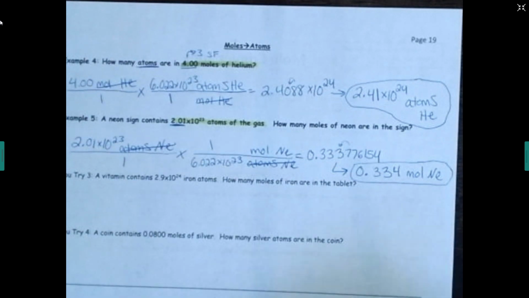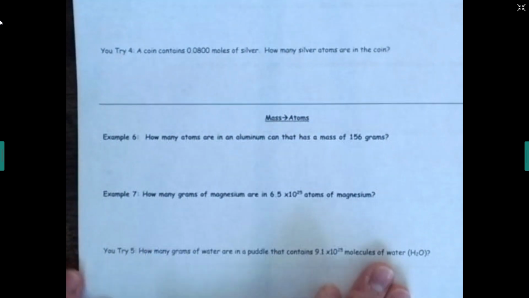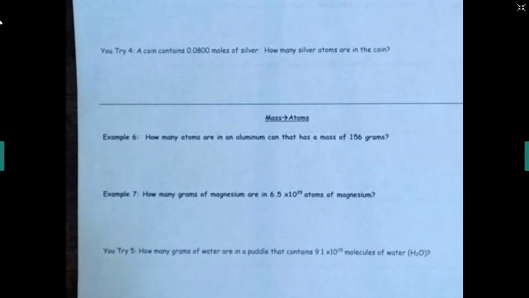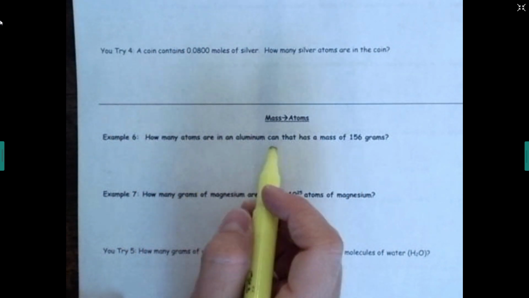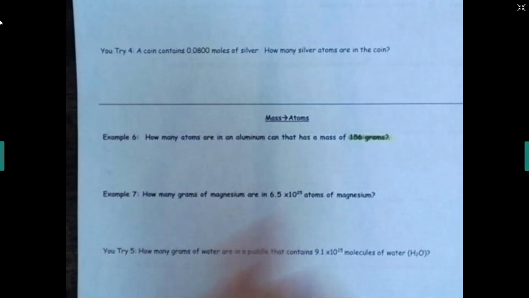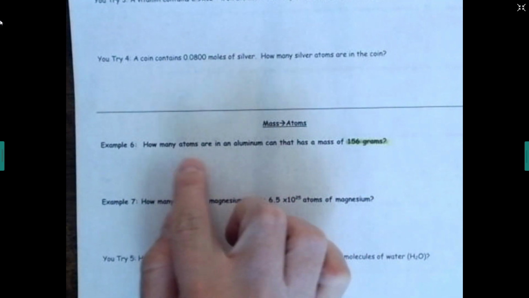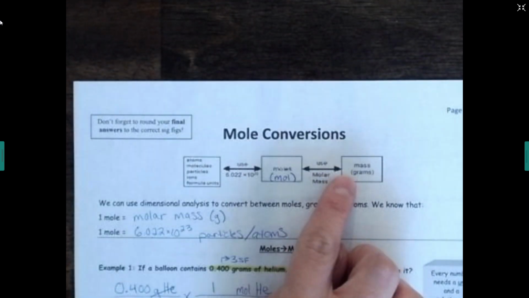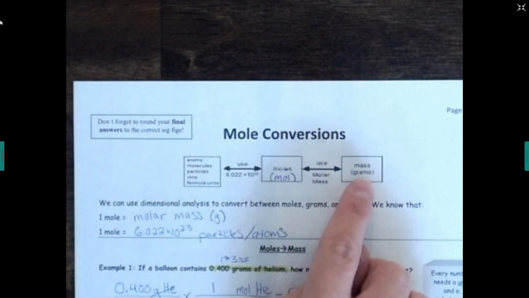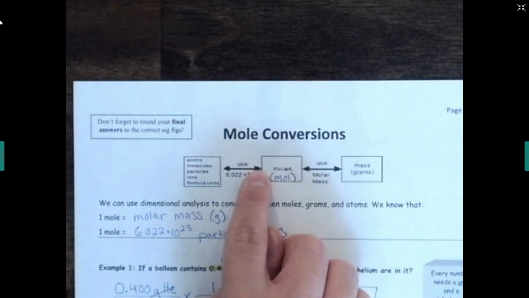Now, mass to atoms. Now, in this problem, for example, it says how many atoms are in an aluminum can that has a mass of 1.56 grams. So they took an aluminum can, stuck it on a balance. It says it's 1.56 grams. How many atoms of aluminum are in there? So we're given the mass, we need to find atoms. So this is not a one-step problem, this is a two-step problem. You need to go to moles, and then you need to go to atoms.